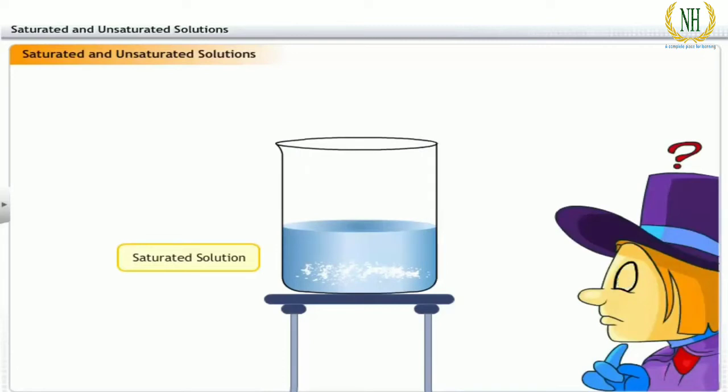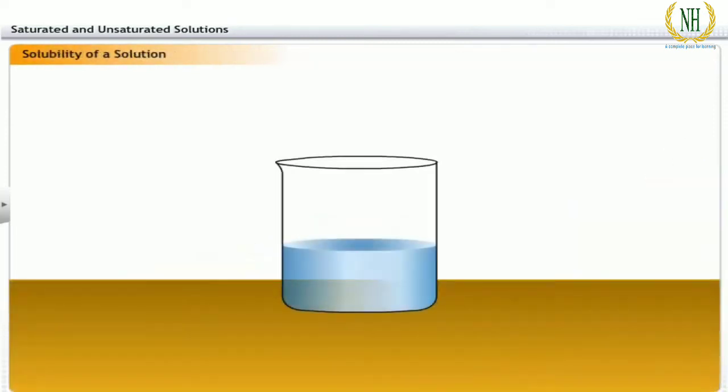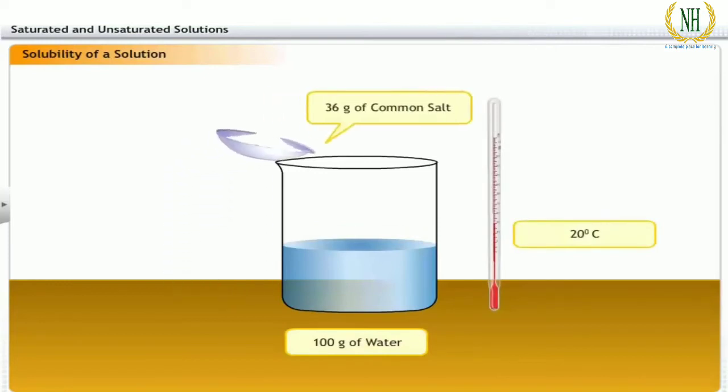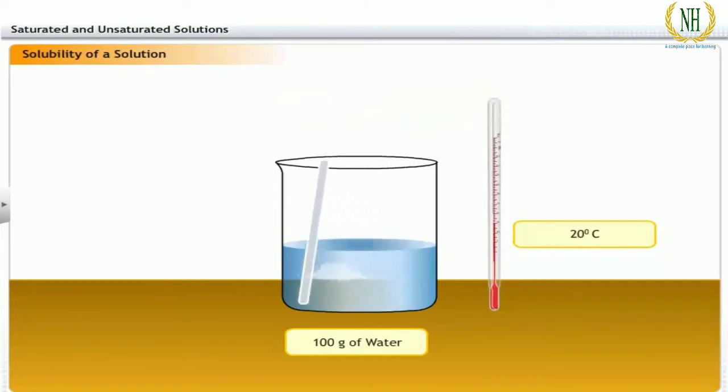Therefore, we can classify a solution as saturated, unsaturated, or supersaturated, depending on the amount of solute present in the solution. Solubility can be defined as the maximum amount of solute by weight in grams dissolved in 100 grams of solvent at constant temperature. For instance, at 20 degrees centigrade, a maximum of 36 grams of common salt can be dissolved in 100 grams of water. So the solubility of common salt is 36 grams at 20 degrees centigrade.